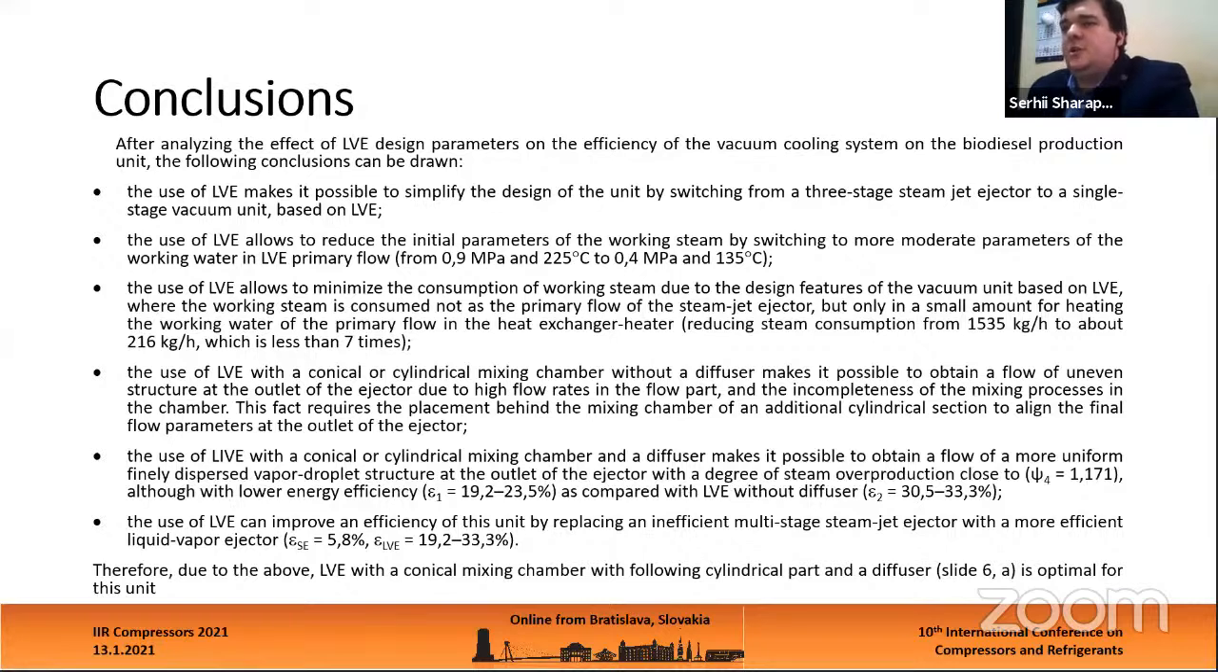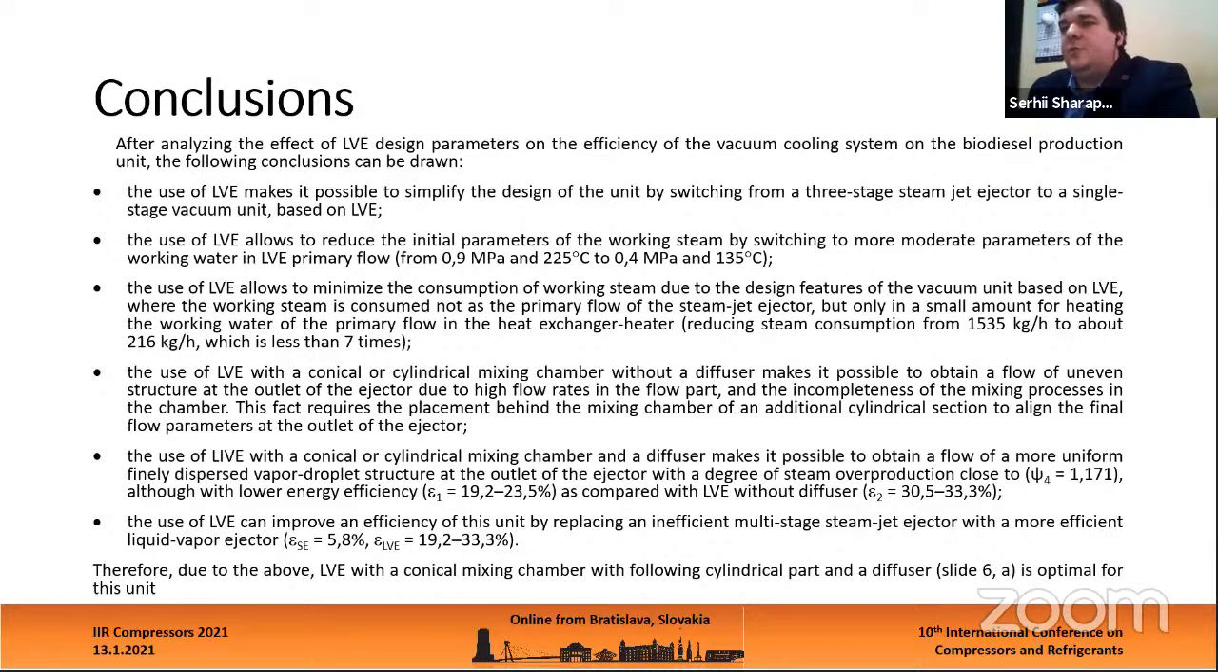The use of liquid vapor ejector allows to minimize the consumption of working steam due to the design features of the vacuum unit based on liquid vapor ejector, where the working steam is consumed not as a primary flow of the steam jet ejector but only in a small amount for heating the working water of the primary flow in the heat exchanger, reducing steam consumption from 1,535 kilograms per hour to about 216 kilograms per hour, which is less than 7 times.